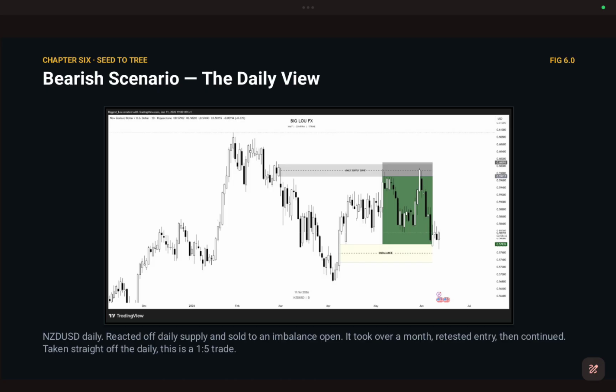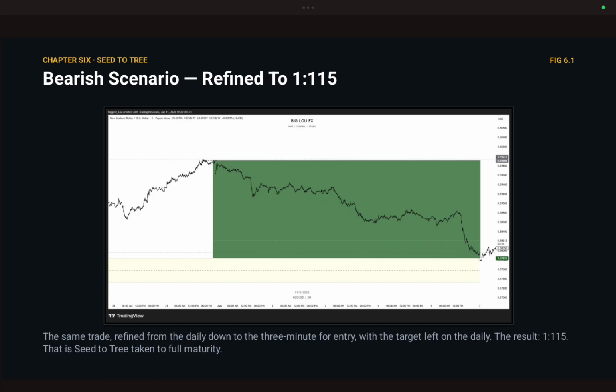Taking straight off the daily, this is a 1:5 trade. But when we mark our daily zone and then want to target our opposing imbalance open, or even the opposing structural low, the opposing structural point that mitigated the zone, if we mark the zone on the daily, we can go down to a lower time frame to take the trade and ride it till the higher time frame target is hit, which is what we now see here.